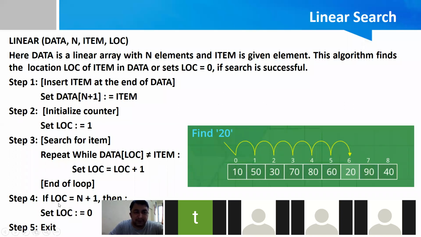That is step number 4. If location is equal to n plus 1, that means the element is not found in the array. Set location equal to 0. So at that time, set the location value to 0. Initially the location was 1, and at the end you are making it 0.